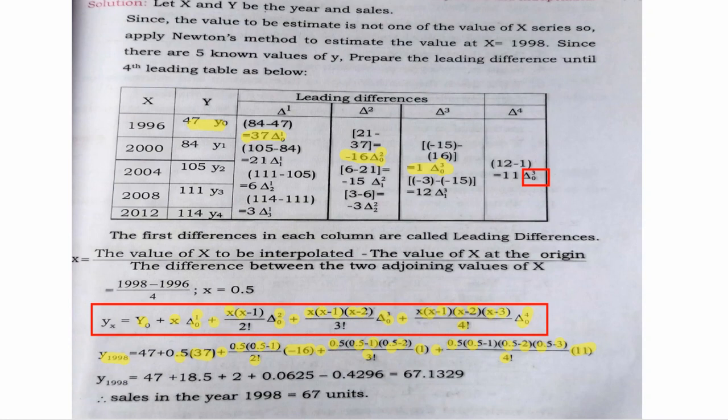Next, if I simplify it, it is 47. 0.5 into 37 is 18.5. Just take a calculator and multiply it, you will get the answer.